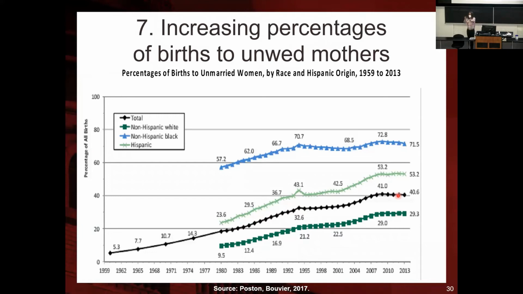And then you see differences by race ethnicity. The percentage of births among African-American women who were given by African-American women who were not married, almost 72%. Hispanic, 53%, and non-Hispanic white, 30%, right?